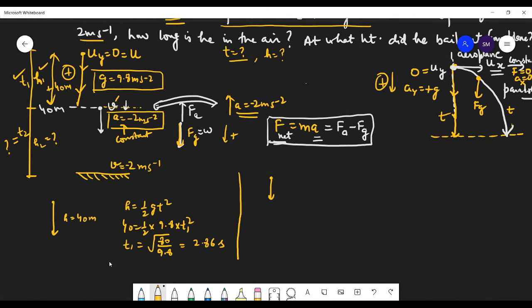Let us find the velocity also here after t1 seconds. So v is equals to u plus at. So u is 0. So v is equals to gt, right? Is this clear? So two shortcuts we are using. So g is 9.8 into time is 2.86. So what's the velocity? Velocity will come out to be 28 meter per second. So that's your velocity.